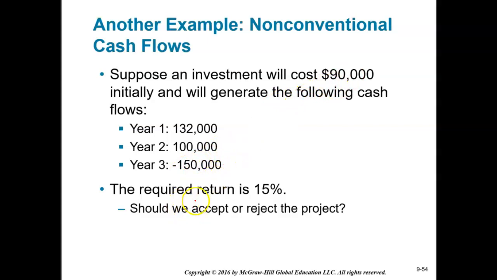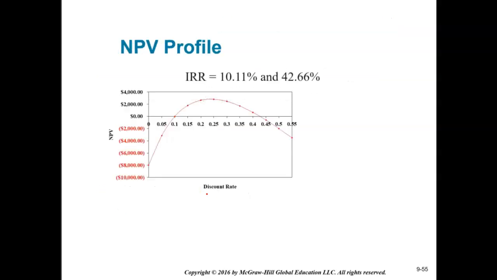If we plot this and compute the returns, you will find that it looks like this. That means we are getting two IRRs, one at 10.11% where we get NPV as 0, and then again at 42.66% you get NPV 0. So will you accept the project if the required return is between 10 and 11%? That will be a problem.